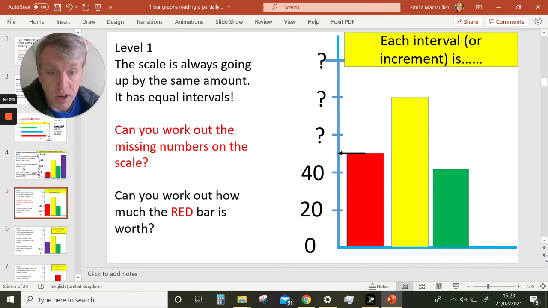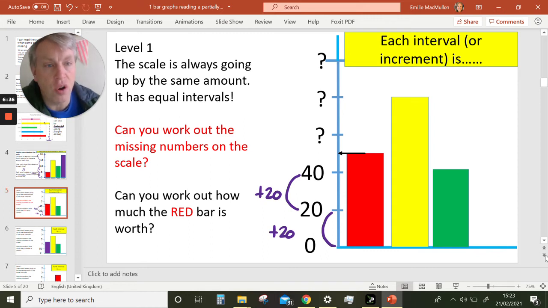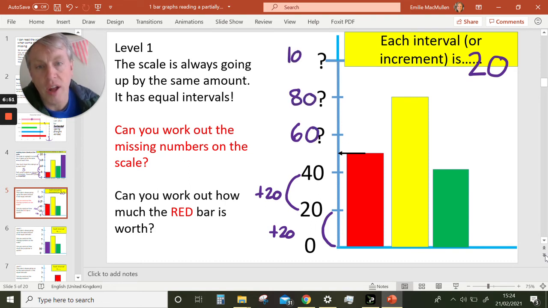I hope you did pause the video. Right, so look, from 0 to 20, oh, we added on 20. Let's check that. From 20 to 40, okay. Well, we're counting up in 20s. Each interval, or each increment, each increase is 20. So 20, 40, add another 20. We're counting in our 20s, just like our 2s, 20, 40, 60, 80, 100.